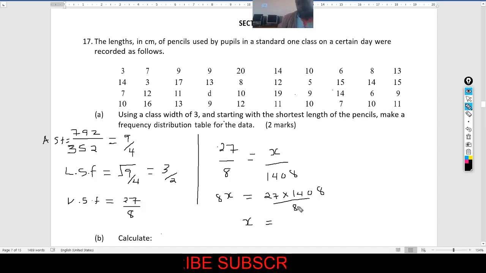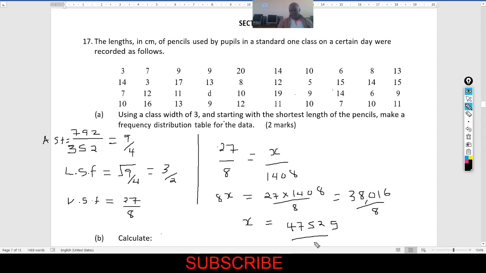If you multiply 27 times 1408, just use your calculator. You get 38,016. Then we divide by 8, and you get 4752 grams. So that is the mass of the larger solid. So that is how we do it.